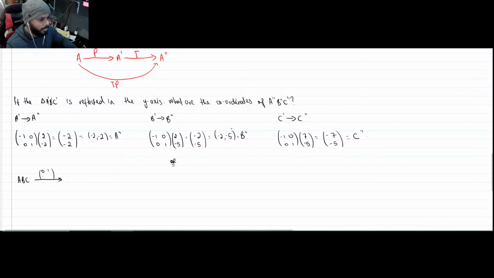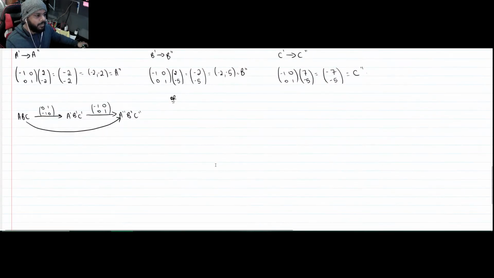0, 1, minus 1, 0 to give me A prime, B prime, and C prime. And then this was reflected to give me A double prime, B double prime, C double prime by the matrix minus 1, 0, 0, 1. If I go straight from A, B, C to A double prime, B double prime, C double prime, I need to multiply the two matrices, but the second matrix is written first in my multiplication.